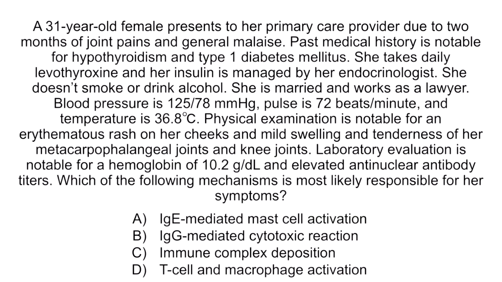All right, let's wrap up with a final question. A 31-year-old female presents to her primary care provider due to 2 months of joint pains and general malaise. Past medical history is notable for hypothyroidism and type 1 diabetes mellitus. She takes daily levothyroxine and her insulin is managed by her endocrinologist. She doesn't smoke or drink alcohol. She is married and works as a lawyer.